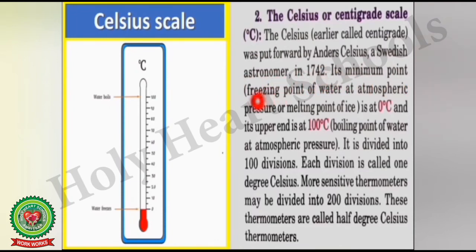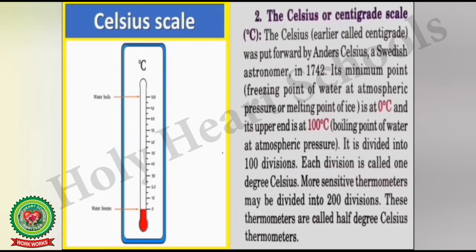Its minimum point or lower fixed point, that is freezing point of water at atmospheric pressure or melting point of ice, is at 0 degrees Celsius, and its upper end or upper fixed point is at 100 degrees Celsius, that is boiling point of water at atmospheric pressure. It is divided into 100 divisions. Each division is called 1 degree Celsius.